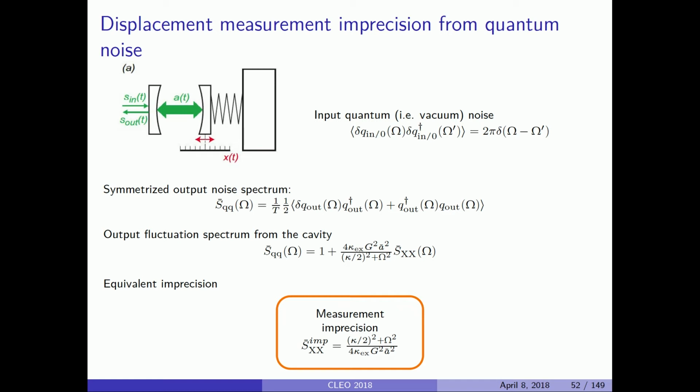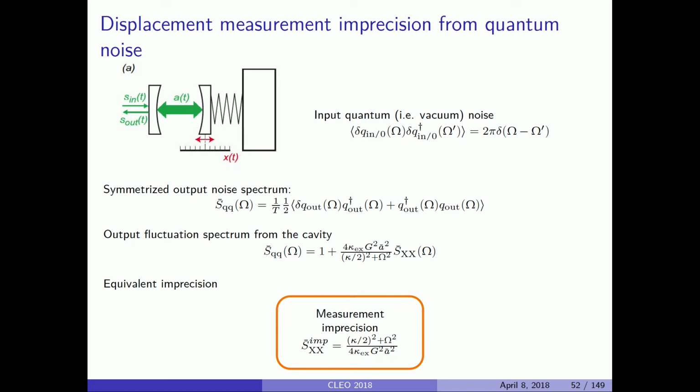of the motion of the mechanical oscillator, and these are the transduction factors. There's a cavity cutoff that you see here. There's the photons in the cavity and the coupling rate G. And we call this our measurement imprecision. If you look at this expression, what it tells you is you can make that imprecision as small as you want by just increasing the number of photons in the cavity. If you make that larger, you'll immediately make that imprecision vanishingly small.